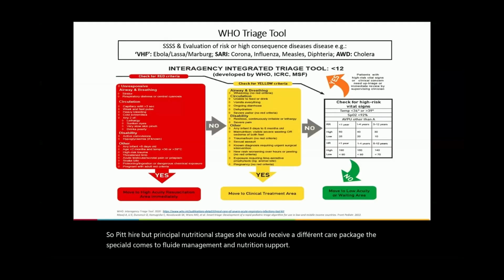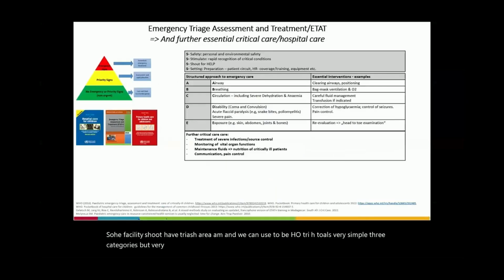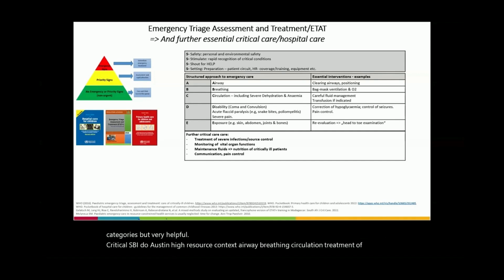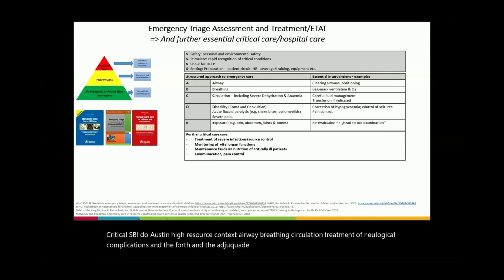Health facilities should have a triage area, and we can use WHO triage tools. Very simple, 3 categories, but very helpful. And WHO describes a structured approach to the critically ill, as we do also in high-resource contexts: airway, breathing, circulation, treatment and so forth. The adequate equipment needs to be available. We can define minimal standards of care, intermediate levels, and more advanced, level 3 care.